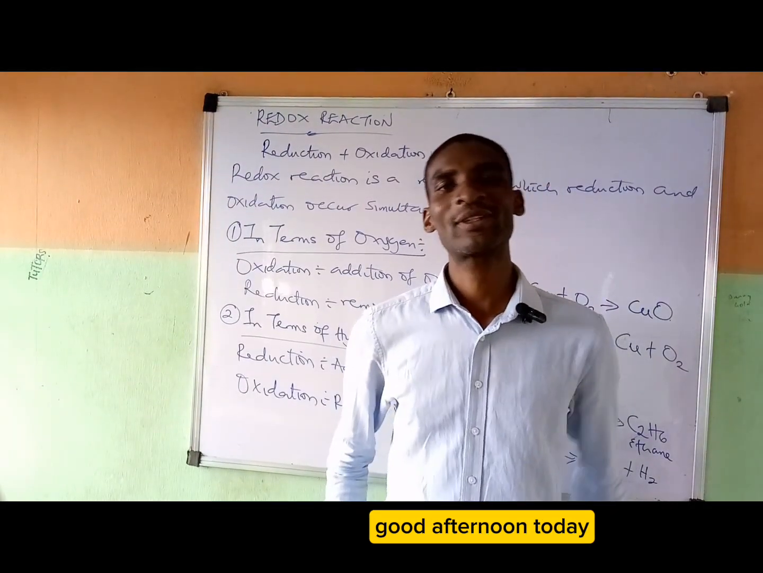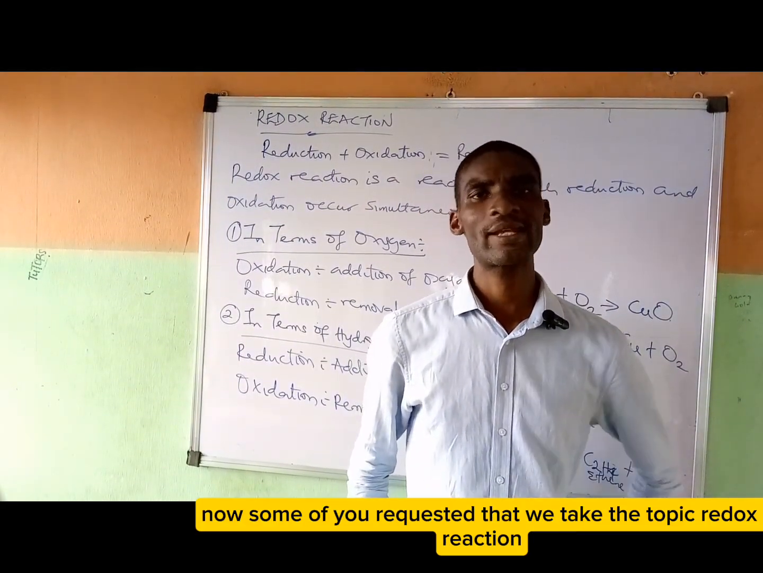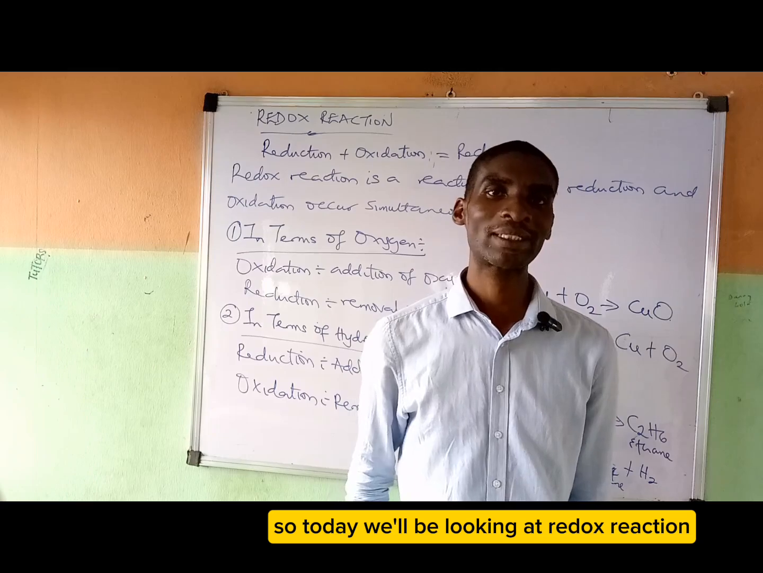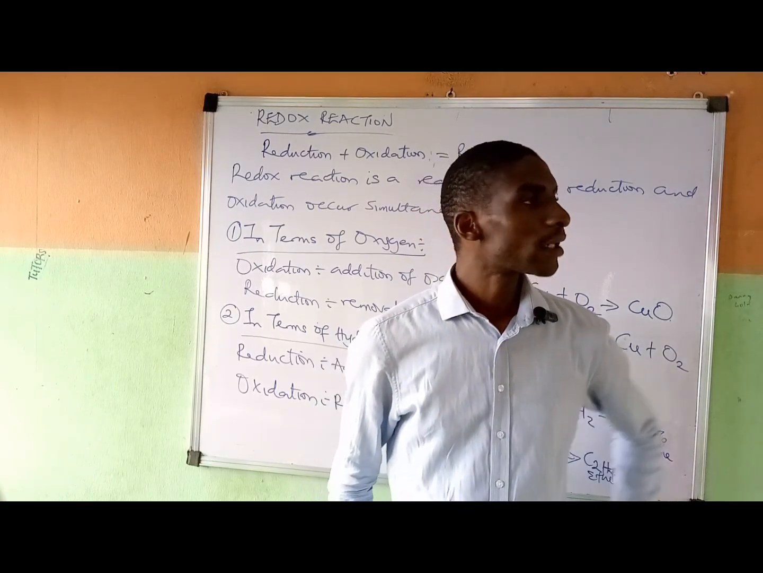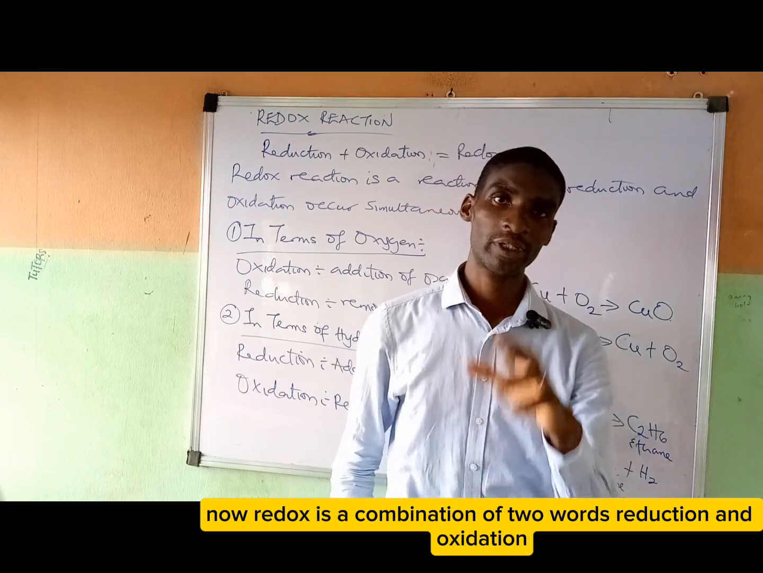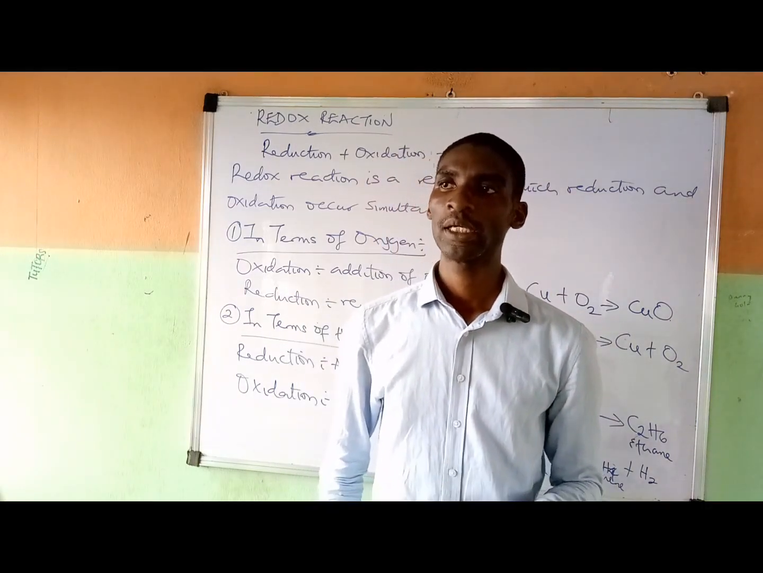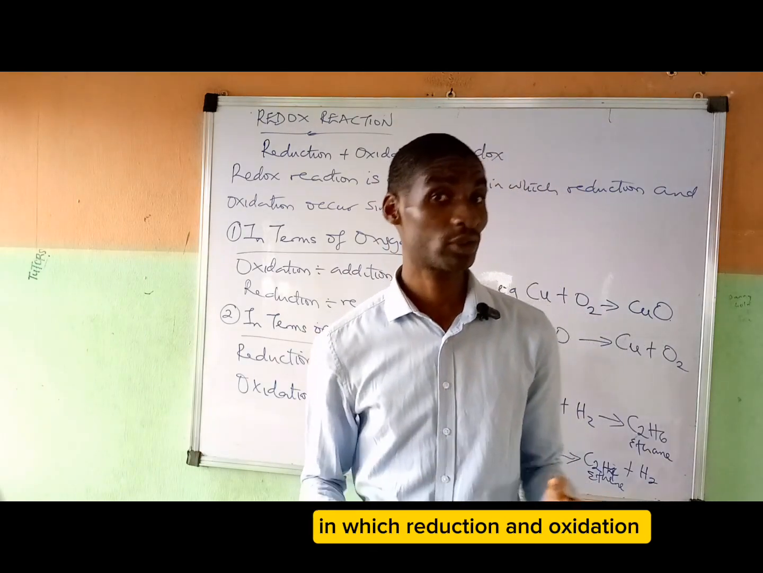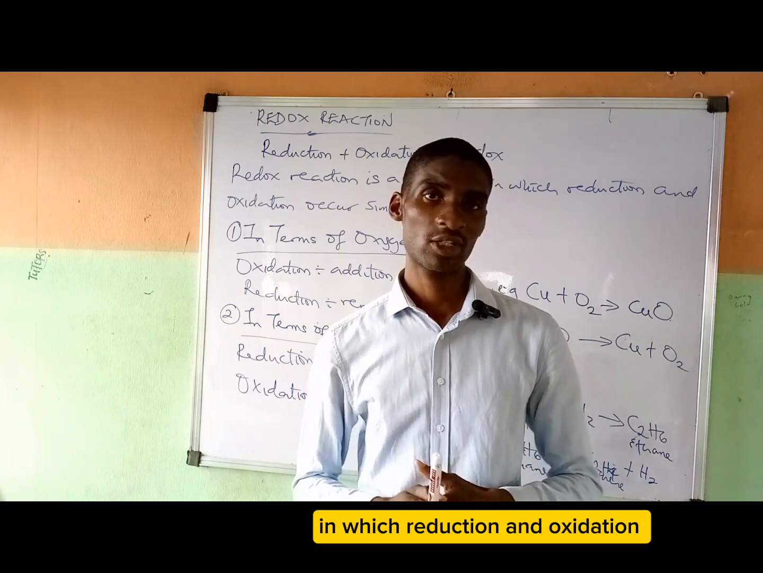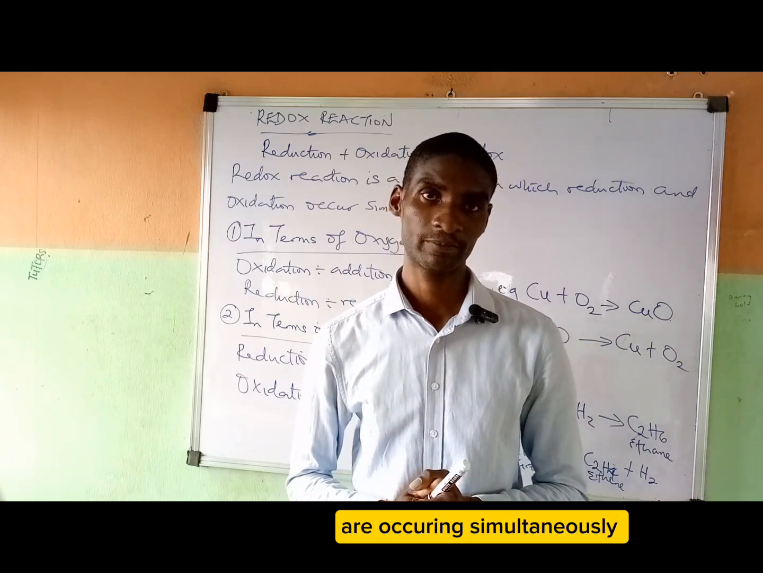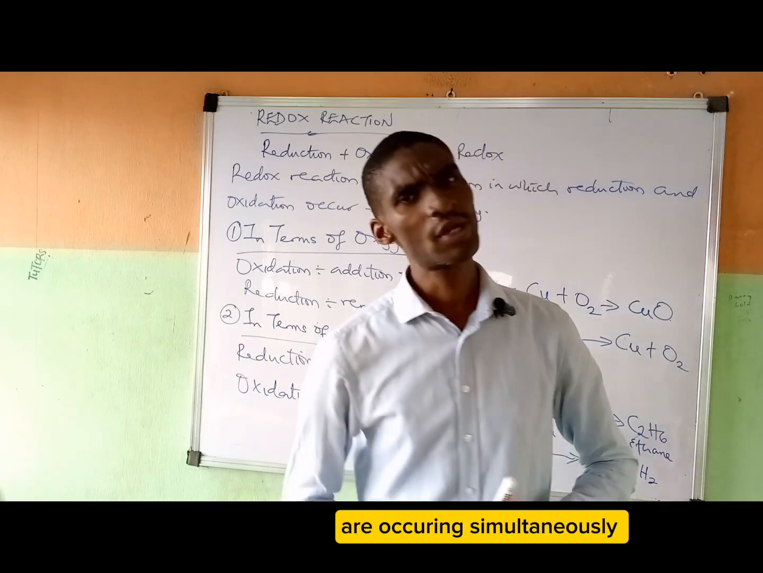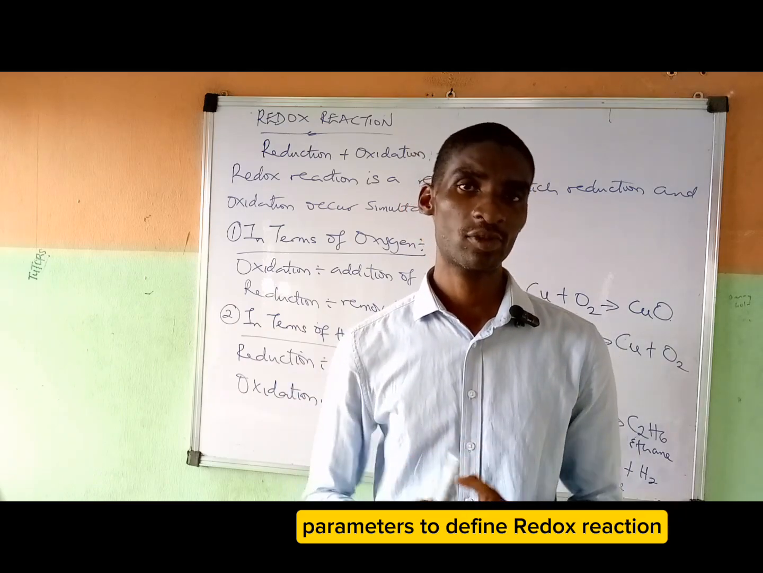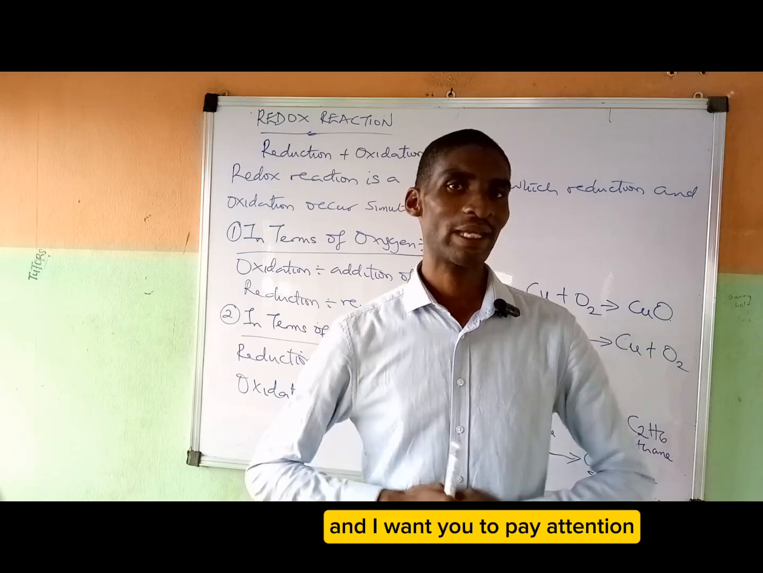Good afternoon. Now some of you requested that we take the topic redox reaction. So today we'll be looking at redox reaction. Redox is a combination of two words, reduction and oxidation. So you can simply define redox reaction as a reaction in which reduction and oxidation are occurring simultaneously. I'm going to use 6 different parameters to define redox reaction very quickly, and I want you to pay attention.